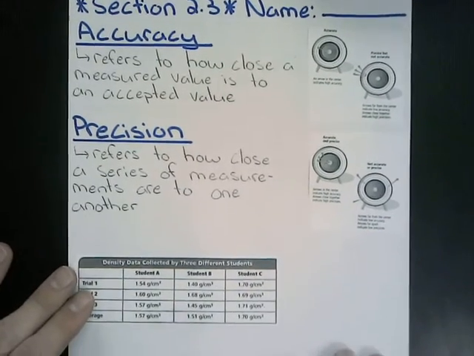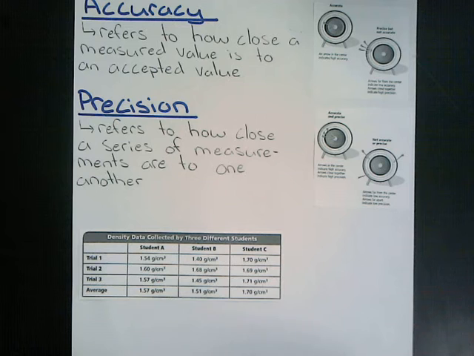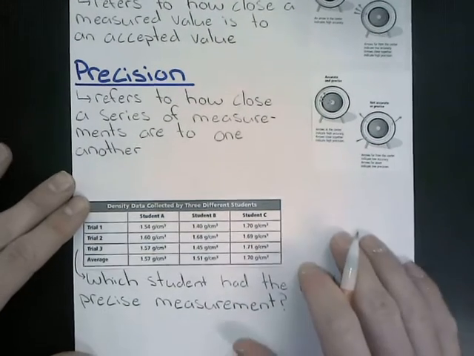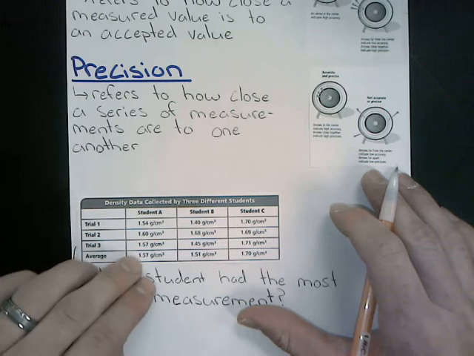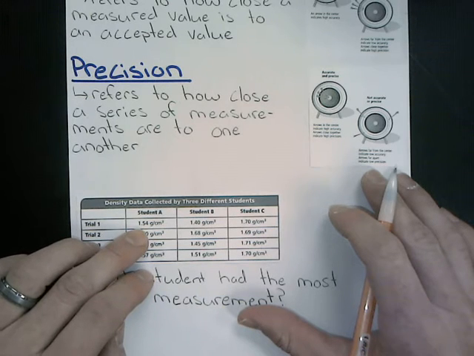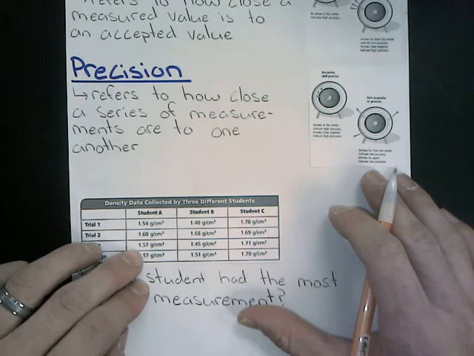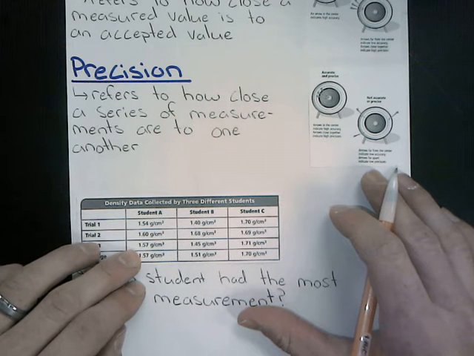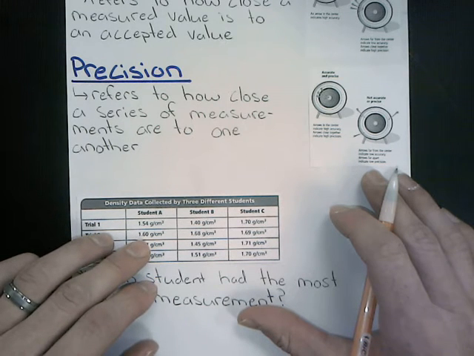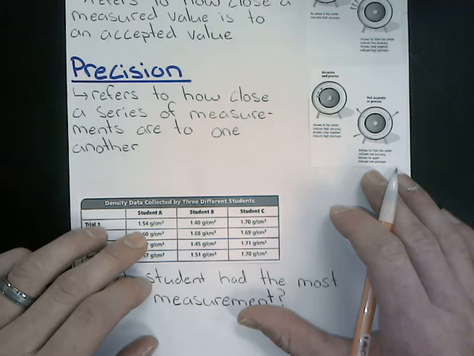Okay, so now we can get some real world data here, and this is some data of some students taking some trials on density of certain objects. So I'm going to ask you this: which student had the most precise measurement? What we have to do is look at the data. Student A had measurements of 1.4, 1.6, and 1.57. So each of these measurements varied by about 0.06.